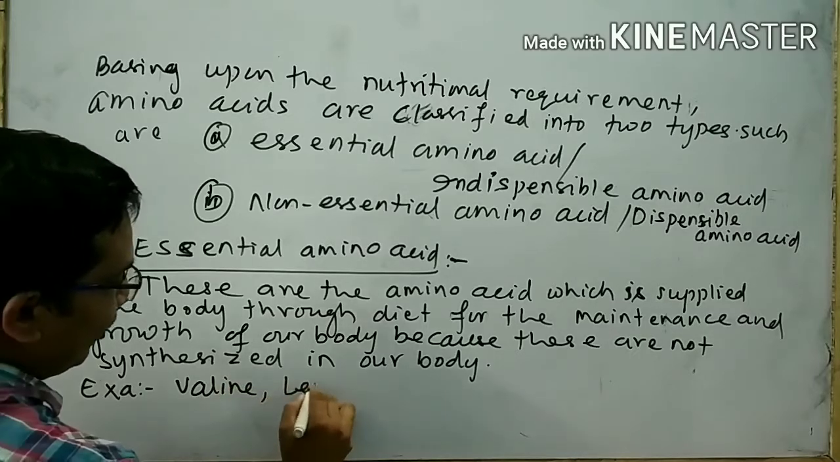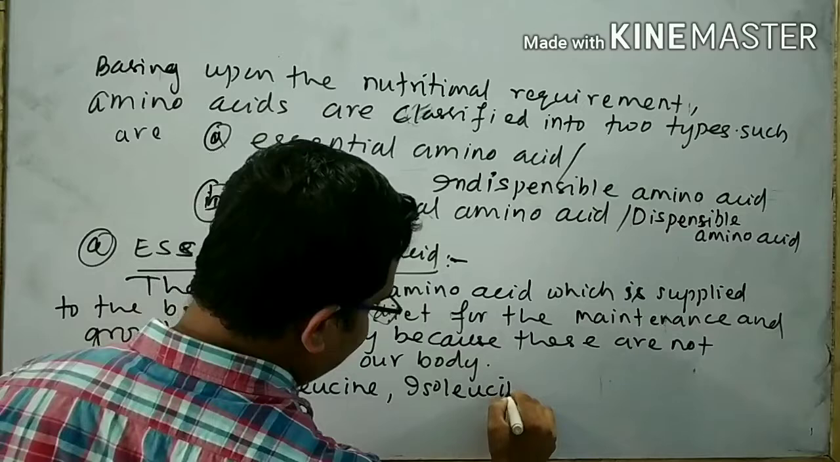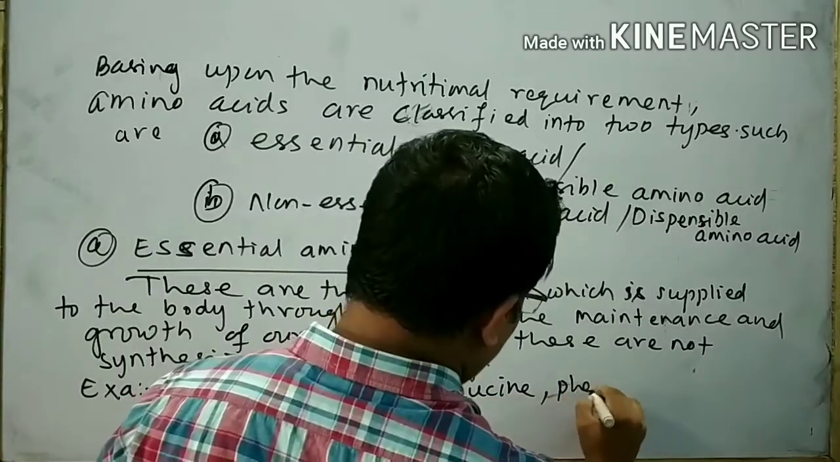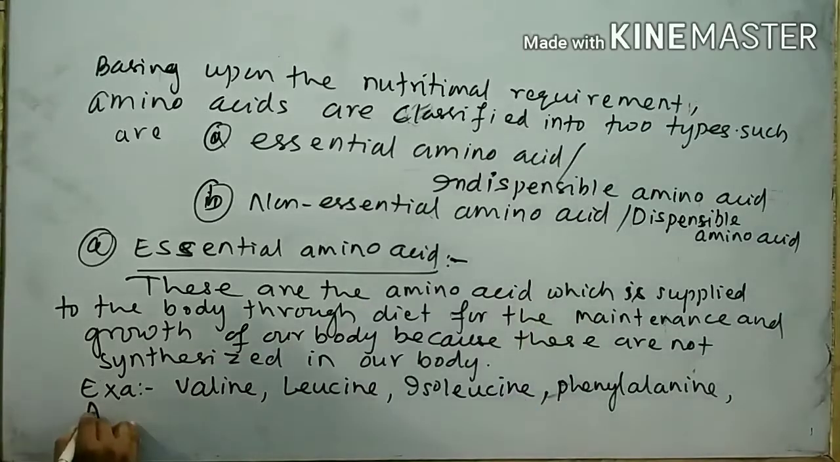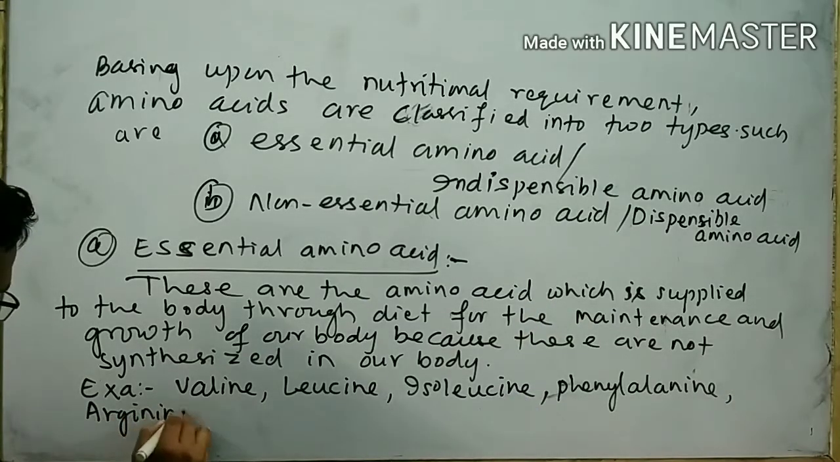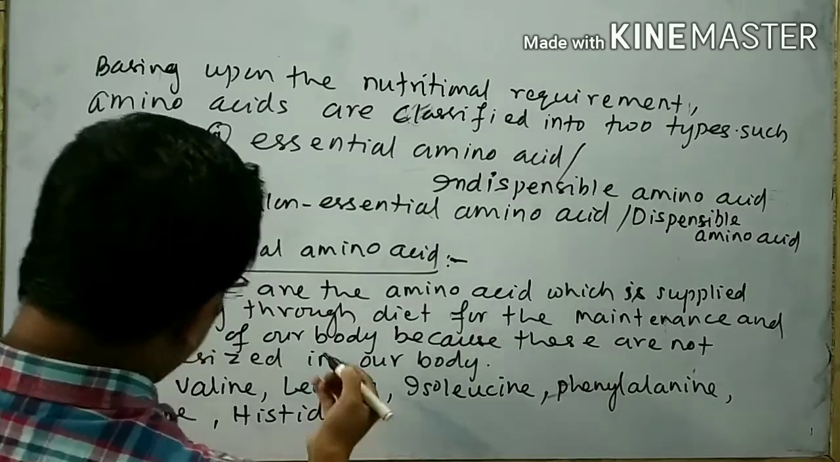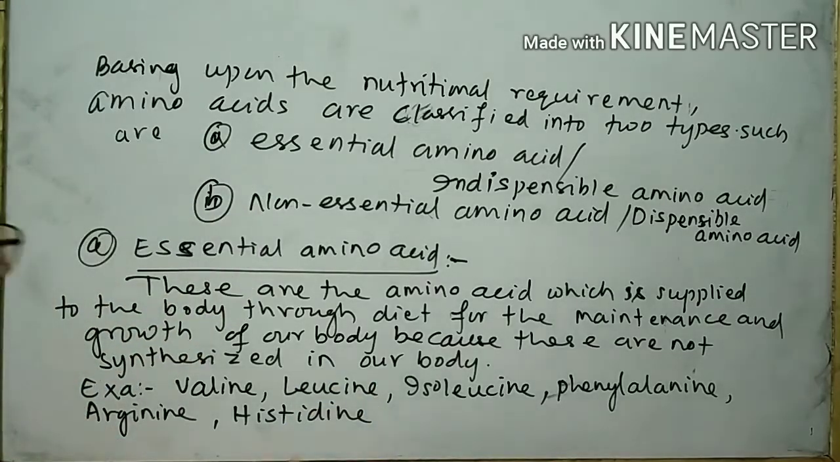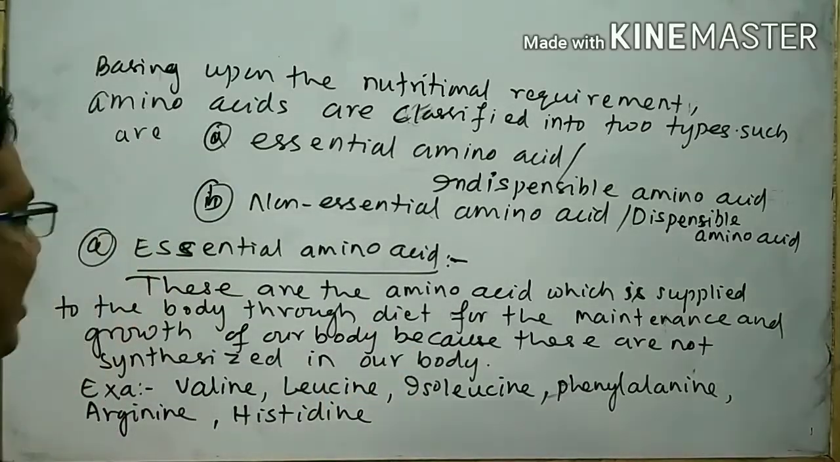The examples of essential amino acid are valine, leucine, isoleucine, phenylalanine, arginine, and histidine. These are the examples of essential amino acid. This type of amino acid must be supplied to the body through diet.